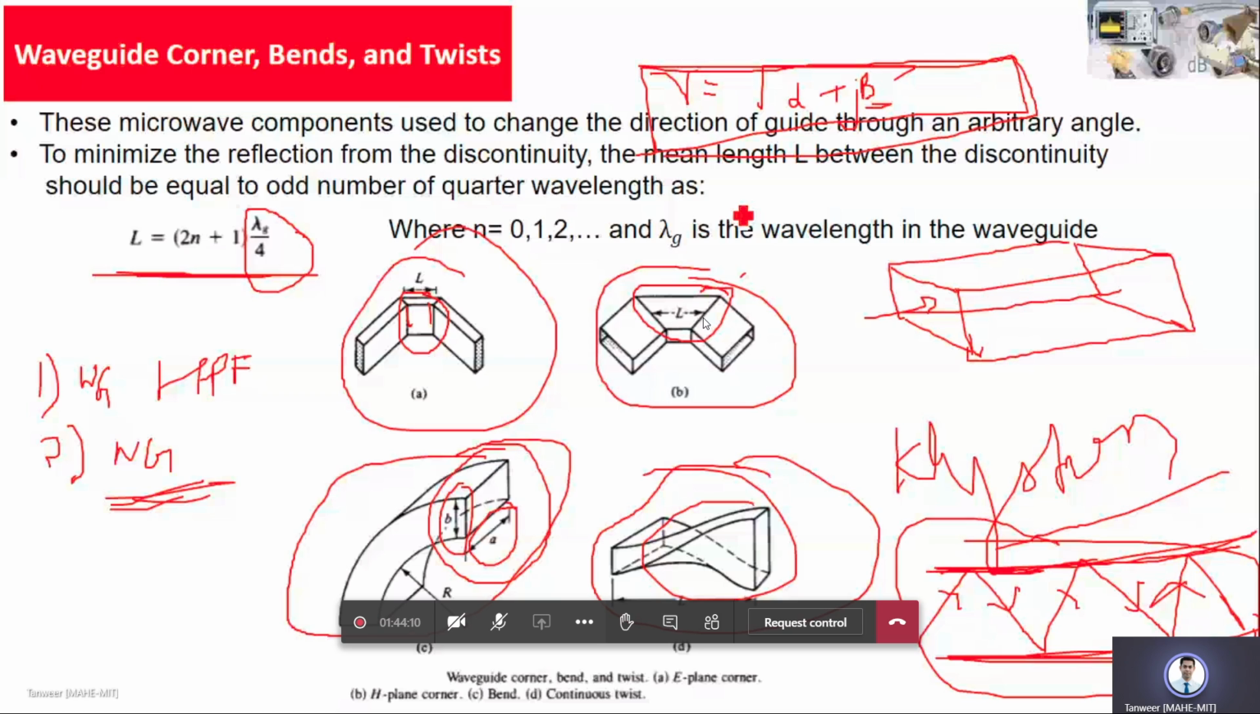So this is all about your directional coupler. We will be studying it in the next class.